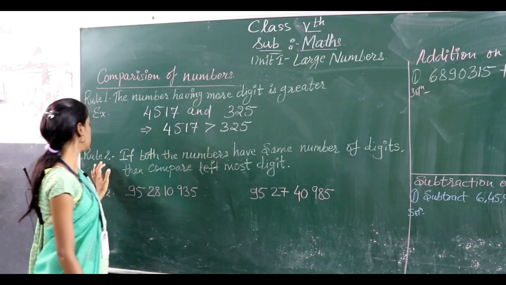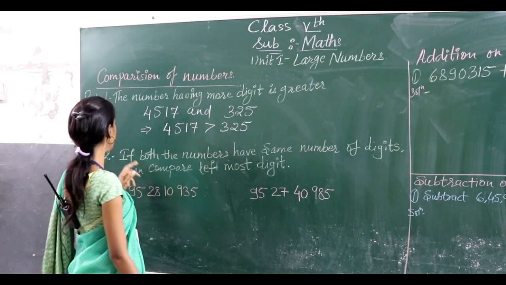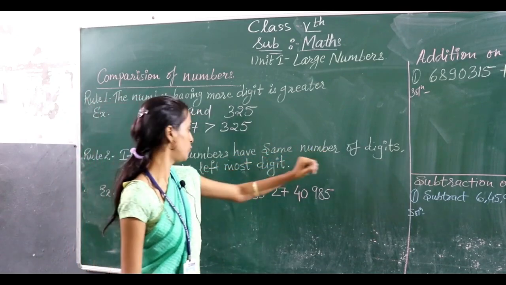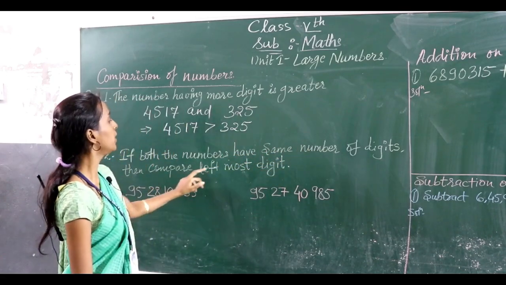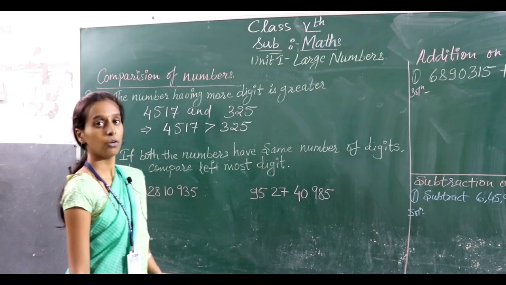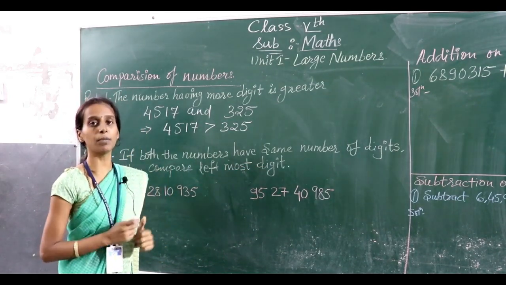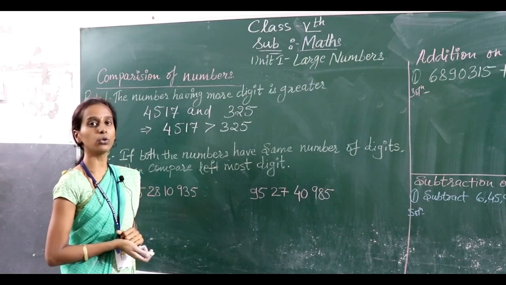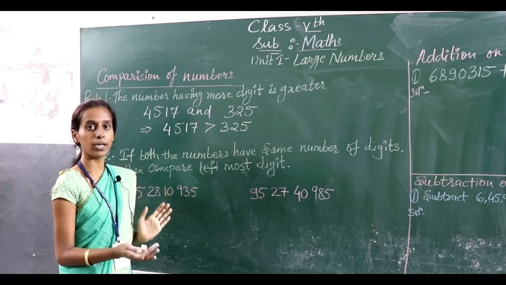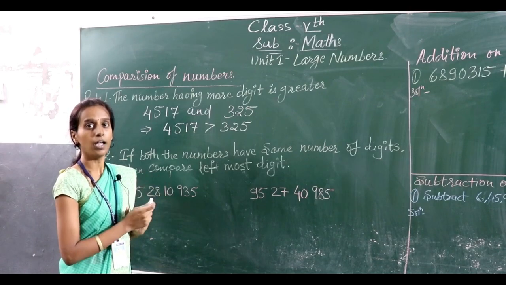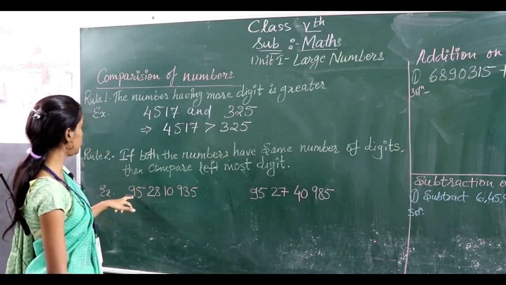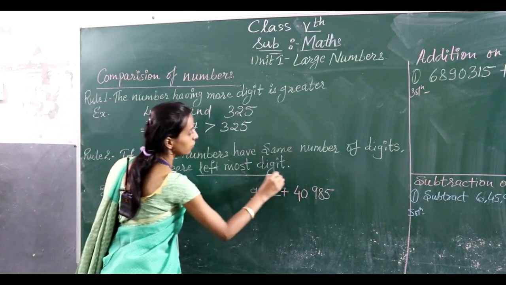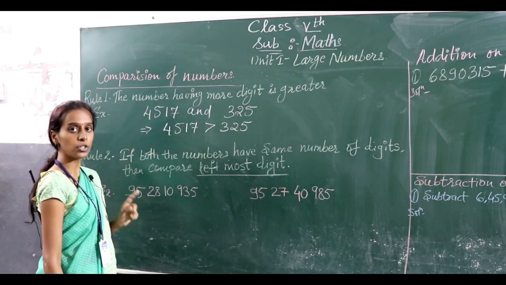Okay, now we will see the second rule. What is rule 2? If both the numbers have the same number of digits, then compare the leftmost digit. What if both the numbers are having the same number of digits? Then how can we say which is greater? For this, we have to compare the two numbers using their different digits. Just like see here, we have to start with the leftmost digit.